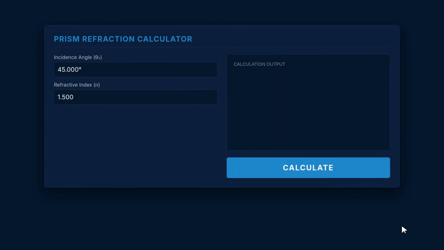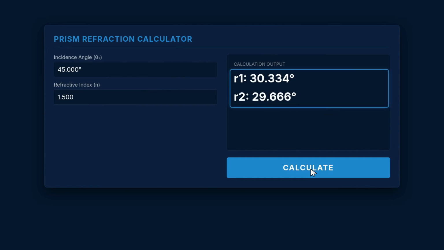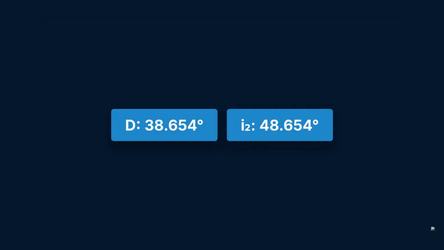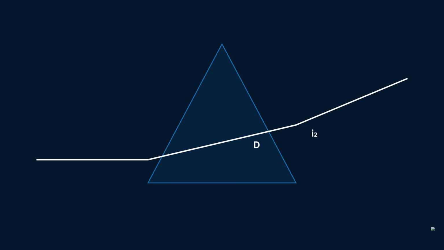After clicking Calculate, the system returns first refraction angle R1 at 30.334 degrees, second refraction angle R2 at 29.606 degrees, deviation angle D at 38.654 degrees, and emergent angle I2 at 48.654 degrees. These values tell us precisely how the light ray bends through the prism.